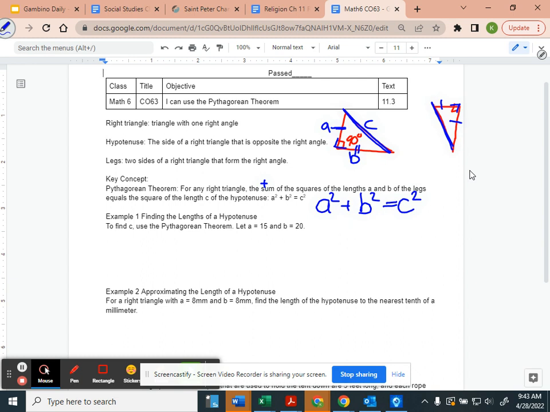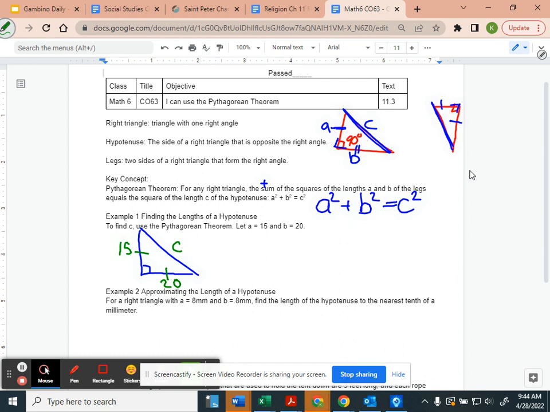Okay. So let's look at how we're going to use A squared plus B squared equals C squared. So to find C, we're going to use the Pythagorean Theorem. Let's make a triangle that has that right angle. A is going to be 15 and B is going to be 20. So remember, A and B are our legs. So if A is 15, B is 20. And we want to know C, the hypotenuse. How do I set up my equation?